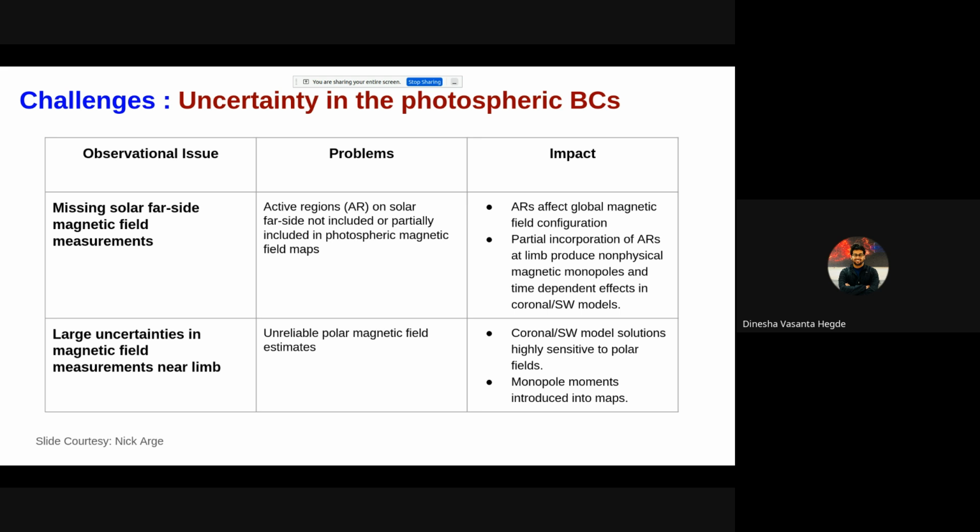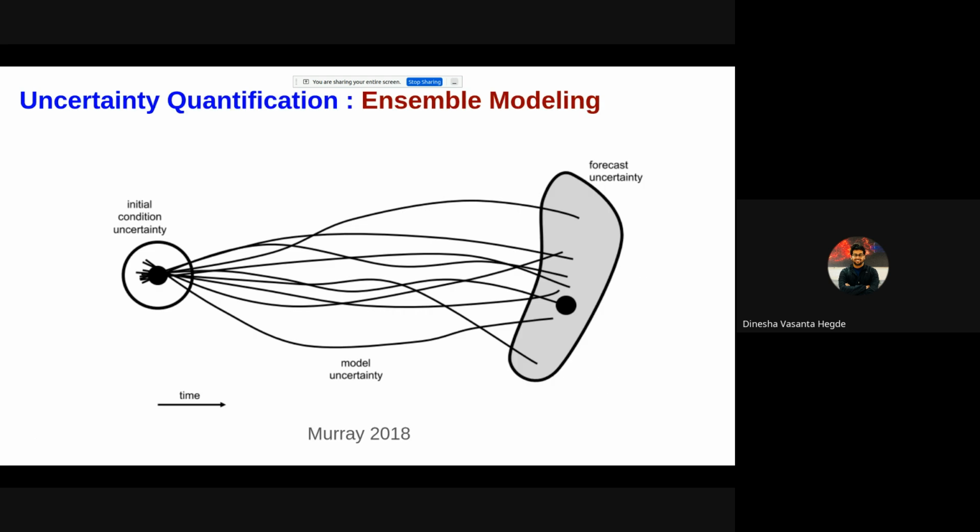So we have some challenges. To address this challenge of uncertainty in the photospheric boundary condition, until we do observations of the far side and the poles simultaneously, we will not be able to solve this issue anytime soon. The only way is to quantify this uncertainty and try to reduce it or live with it. So that is the purpose of this project, basically.